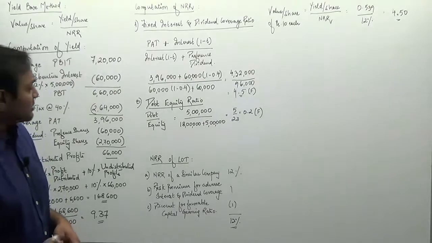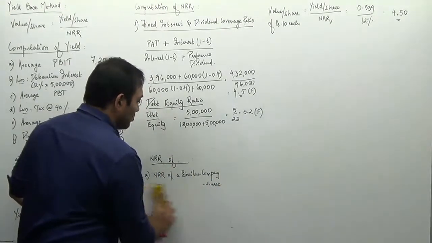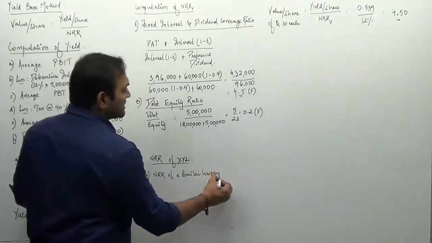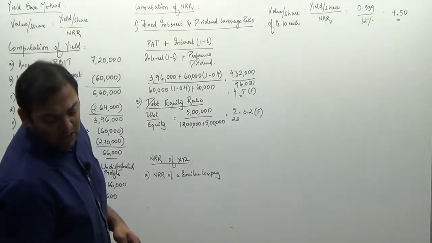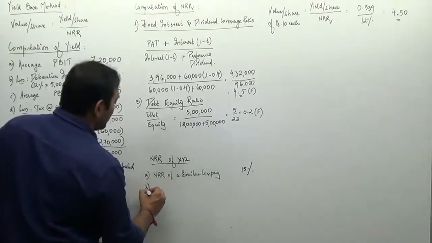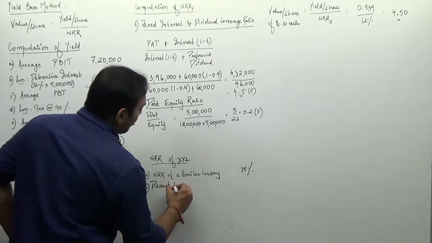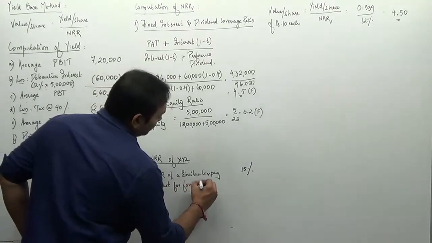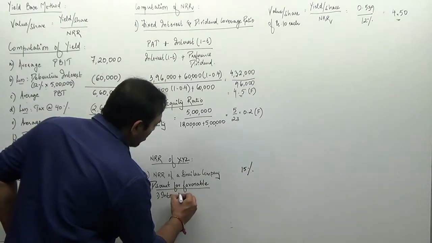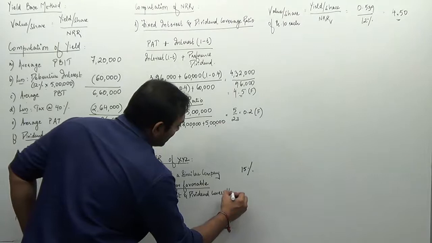So whenever we are talking about this, let's go for the NRR. NRR of this company XYZ. NRR of a similar company within the same industry of XYZ, he has already given to us as 15. Let's start then. First case, I have a favorable interest and dividend coverage ratio. Favorable interest and dividend coverage, I'll deduct 1.